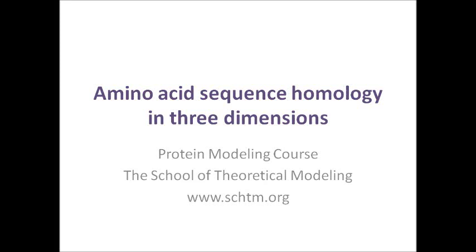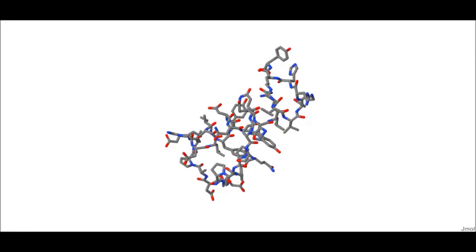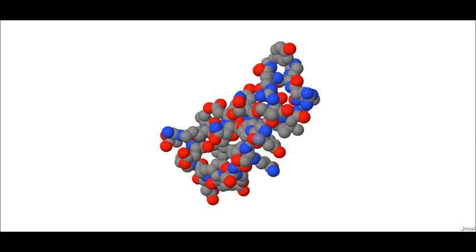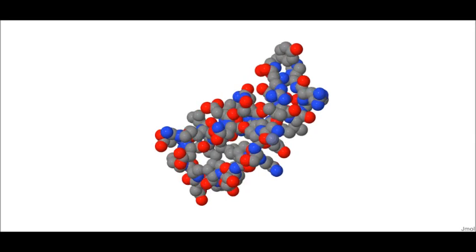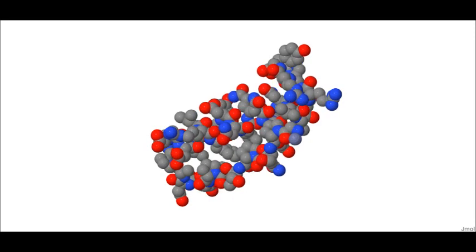Protein molecules consist of thousands of atoms. Their size ranges from less than 50 amino acids in pancreatic polypeptide to several thousand in large photosystem complexes. Protein primary structure, the amino acid sequence, determines its secondary, tertiary, and quaternary structure.